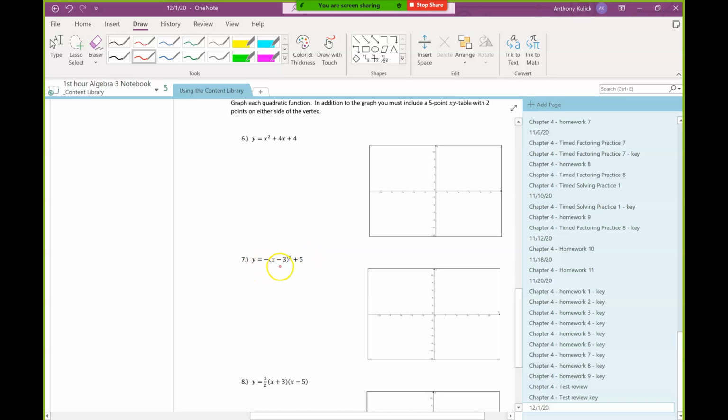If I look at this equation, this is vertex form. So I know the vertex is just (h, k). That would be (3, 5). In this case, remember the h is always the opposite sign of whatever it appears in the equation.